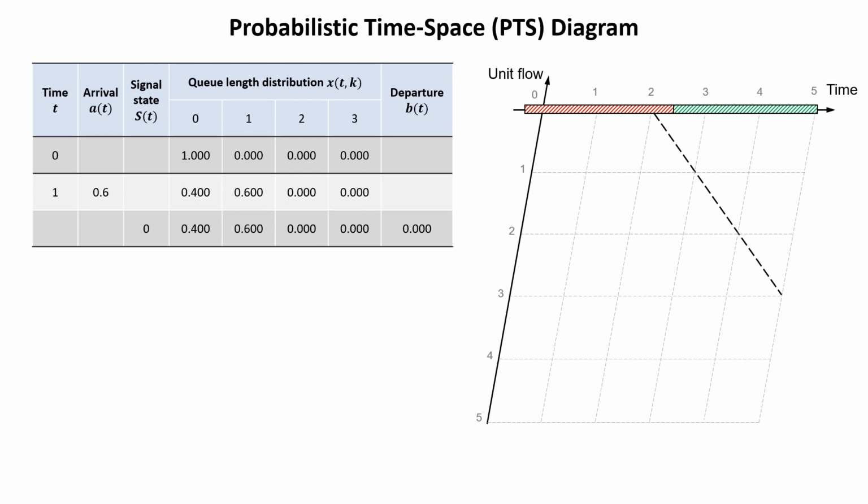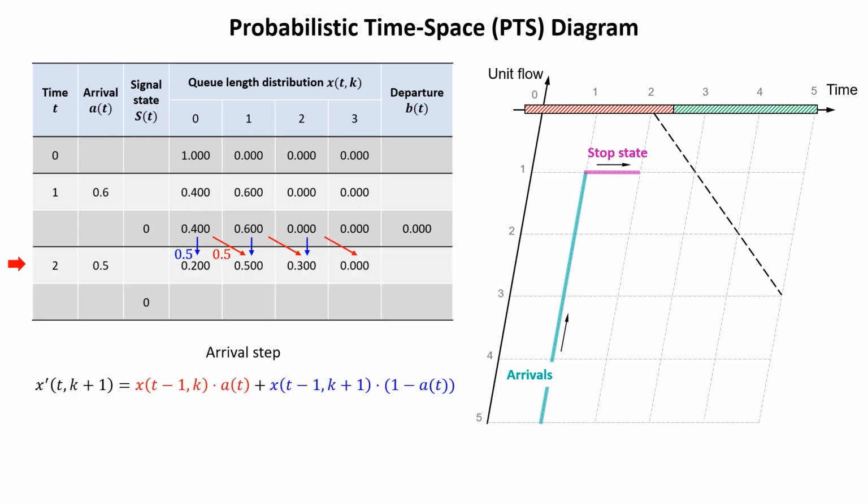The point queue representation can then be projected to the PTS diagram. The arrival probability is shown in light blue. The transparency of this line reflects the probability value of 0.6. The purple line depicts the probability of the queue length being 1, which is 0.6. In this case, the PTS diagram essentially shows that, with probability 0.6, there is a new vehicle arrival that will stop at the first location.